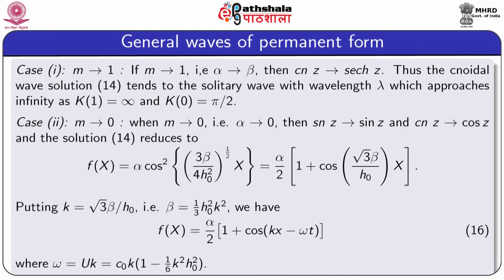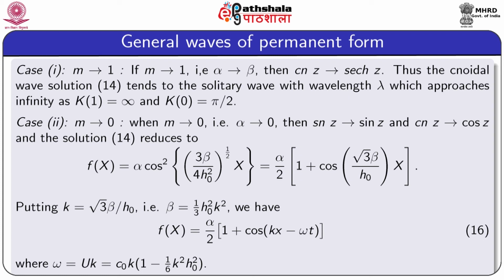Now, I shall discuss two particular cases of the general solution. If you take m going to 1, that means alpha goes to beta, or alpha is equal to beta, then the Cn(z) function becomes the sech z function, and the cnoidal wave solution 14 represents the classical solitary wave with wavelength lambda, which approaches infinity due to this property: k1 equals infinity and k0 equals pi by 2.